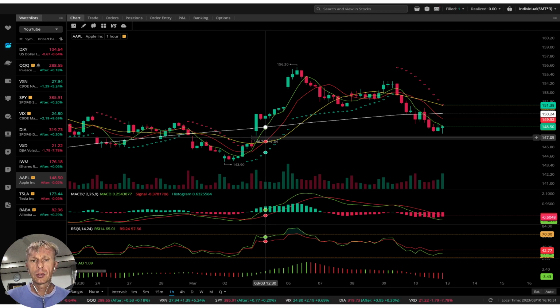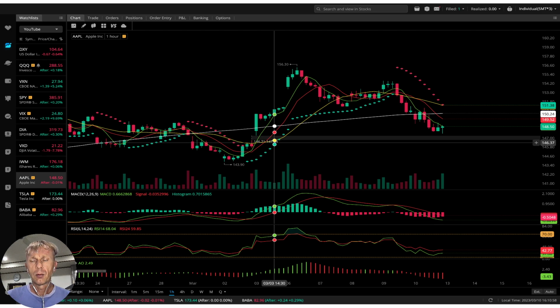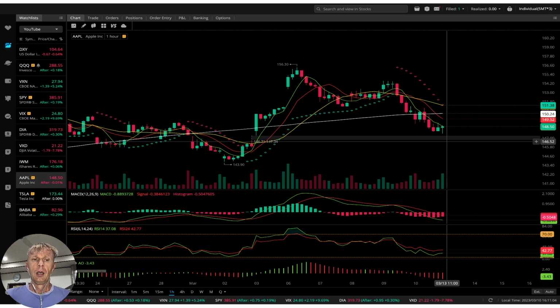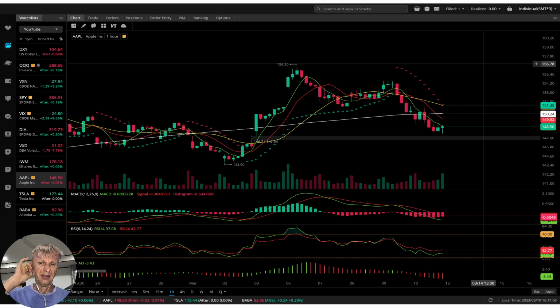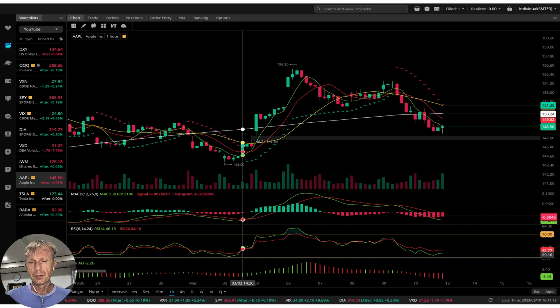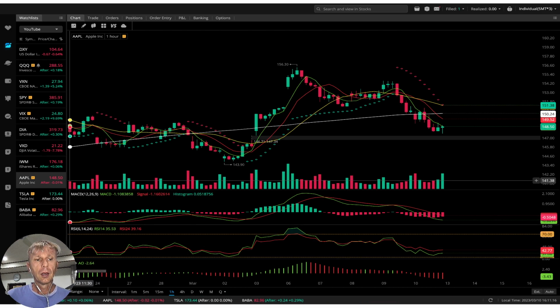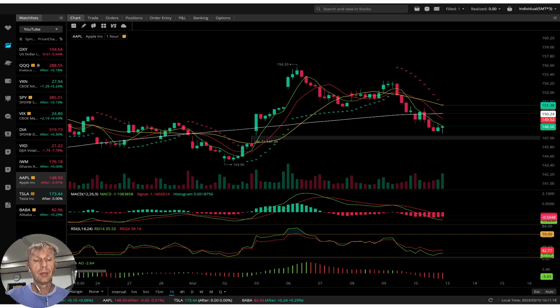It definitely wants to close this gap. It has a gap over here around 147 and 146, gap up. It definitely wants to close it and maybe will bounce from it. It will touch oversold territory and will bounce. We'll see. Apple bearish on all time frames. Let's move to Tesla.